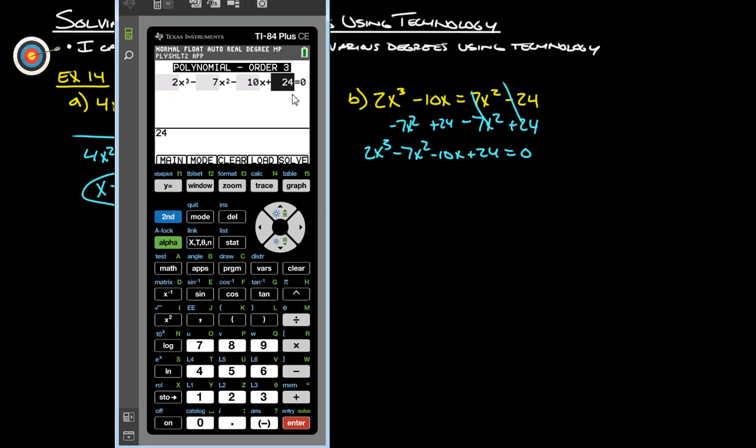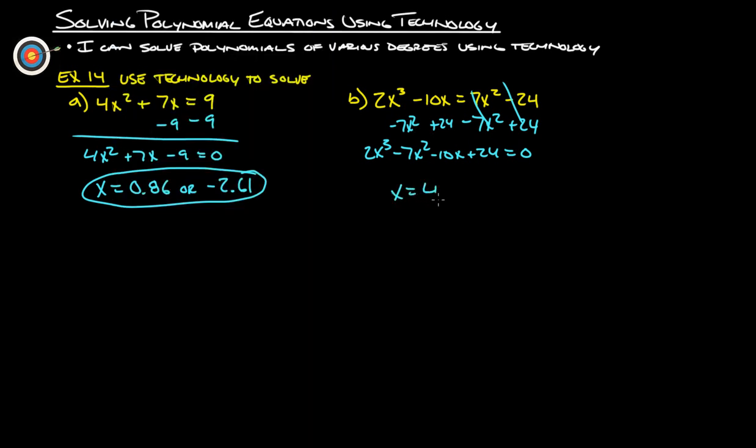Okay, make sure that everything looks right. And then we're going to just hit solve, and it's going to tell us what we get. And there's 3 different possible answers: 4, -2, and 1.5. Those would be the 3 possible answers that would work for this. Okay, so we got x equals 4, -2, or 1.5. Those are our 3 answers.